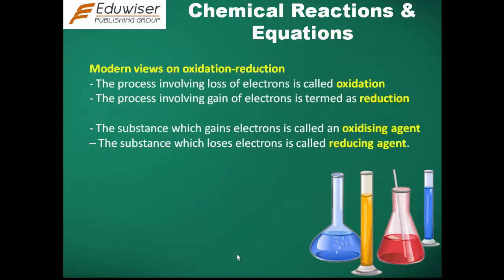The modern views on oxidation and reduction are a bit different. In modern times, oxidation is considered as the process involving loss of electrons, whereas reduction is the process involving gain of electrons in a chemical reaction. The substance which gains electrons is called an oxidizing agent, whereas the substance which loses electrons is called a reducing agent.